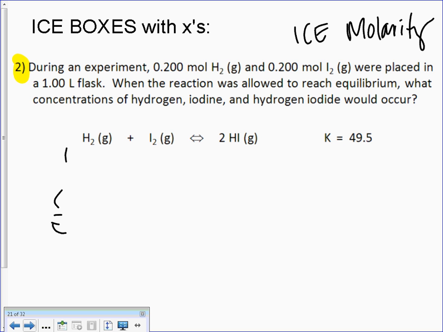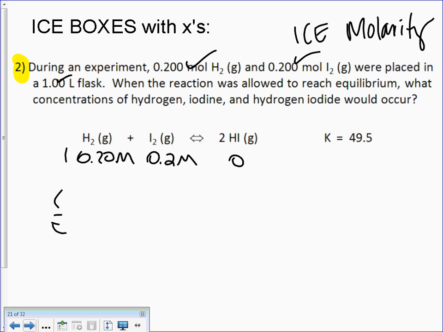What's our initial concentration of hydrogen? So 0.2 moles over 1 liter, isn't that just 0.2 molar? Right, so that's 0.2 molar. Iodine is the same, 0.2 molar. And that takes care of those in the whole liter deal here. We are originally given nothing for hydrogen iodide, so we're going to call that 0 for now.